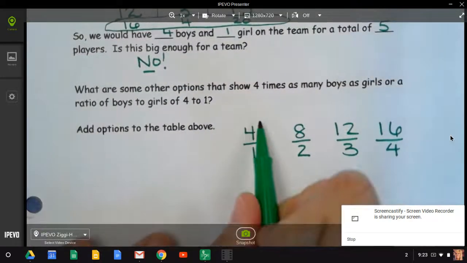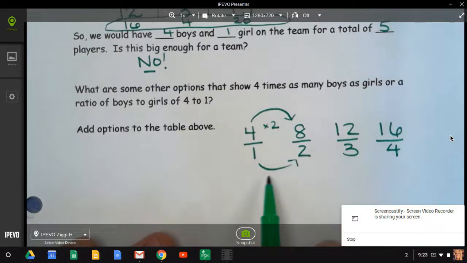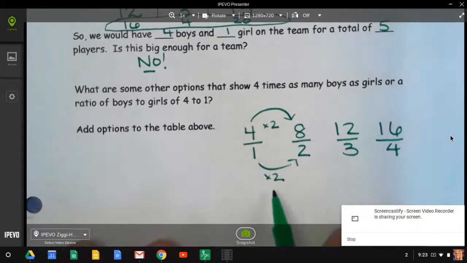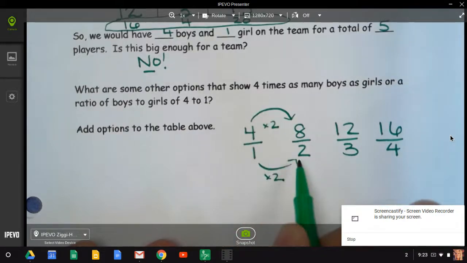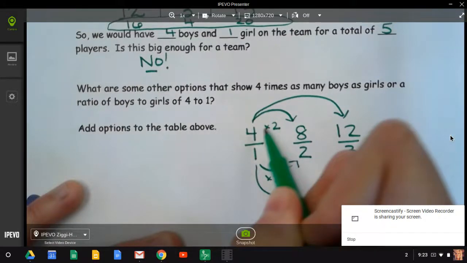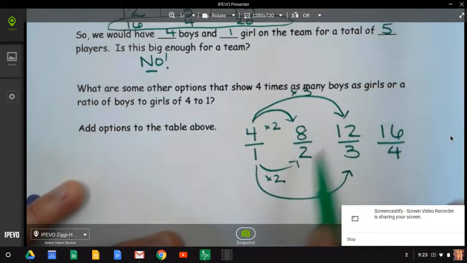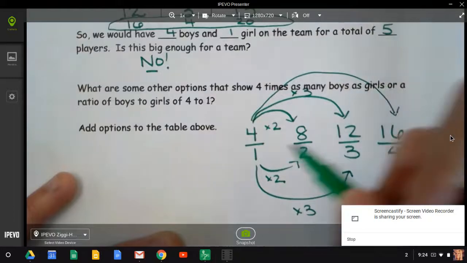If you look, to get from 4 to 8, we multiply by 2. To get from 1 to 2, we multiply by 2. That means if we can multiply the same number by both the numerator and the denominator in our ratio, then yes, they are equivalent. If you go from 4 to 12 and you go from 1 to 3, you can see 4 times 3 gives you 12, and 1 times 3 gives you 3. That means this is also equivalent to this.